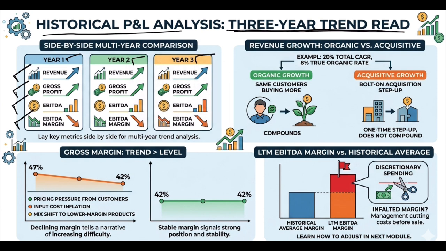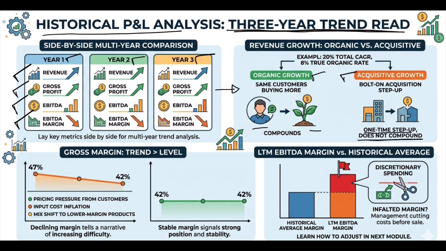What you're looking for is the narrative behind the numbers. Revenue growth is the first question. Is it organic, meaning the same customers buying more, or is it acquisitive? Acquisitive revenue is a one-time step up. It does not compound. If the seller is presenting a 20% CAGR, but half of that came from a bolt-on acquisition 2 years ago, the organic growth rate might be 8%. That changes the multiple significantly.